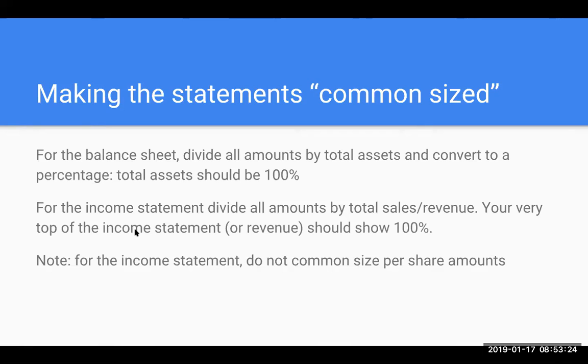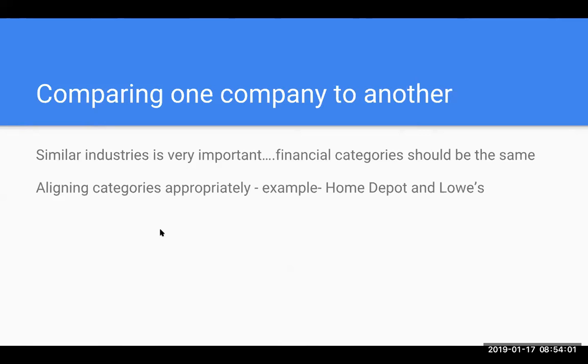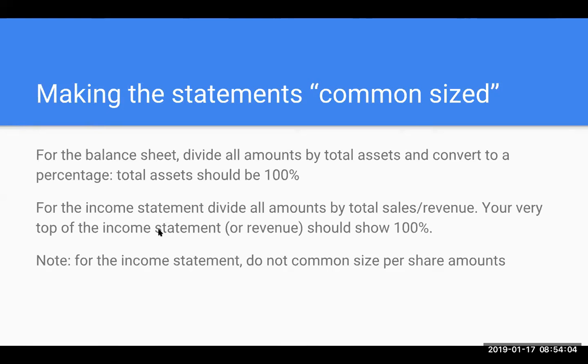Note here, when it comes to shares outstanding, earnings per share and the like, we are not going to show those as a percentage of total revenue or assets because that is not a meaningful comparison. It's not apples to apples. The reason is earnings per share is a function of the company's earnings divided by shares, and that's not really something we're looking at in terms of being common sized, at least from this part of the analysis.